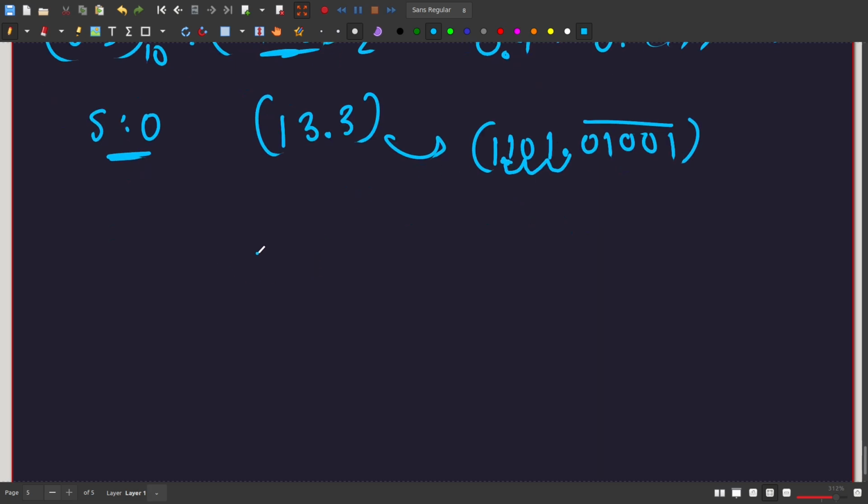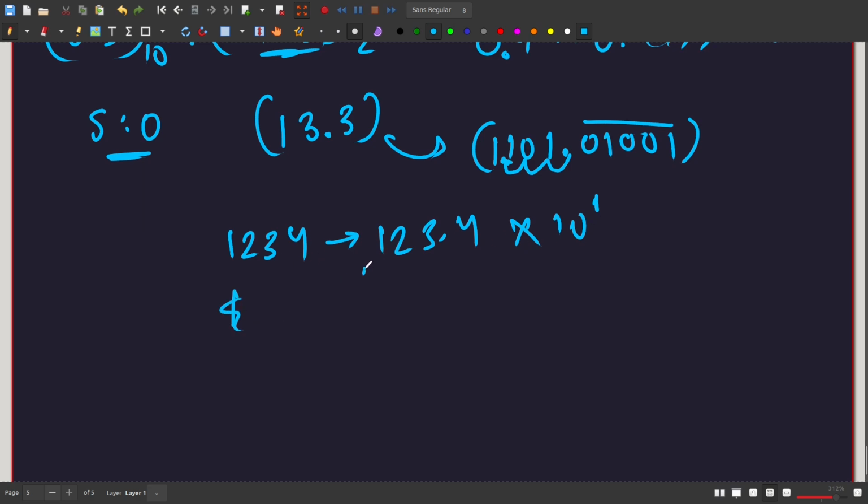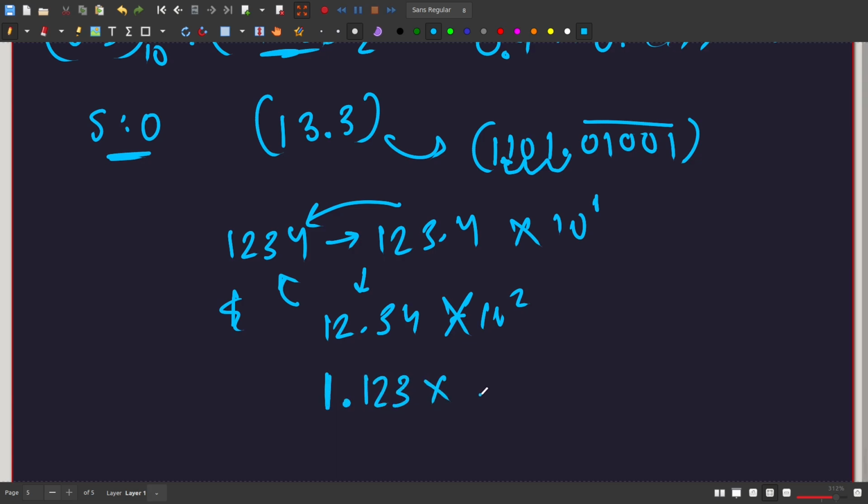I think we can just take some very simple examples. If I want to write 1234 as 123.4, I will say that I need to multiply it with 10 power 1 to actually get the original number back. If I wanted to write it as 12.34, I would say multiply it with 10 power 2 and you will get the original back. If someone wants 1.234, I would say you have to multiply it with 10 power 3 and then you will get the original back.